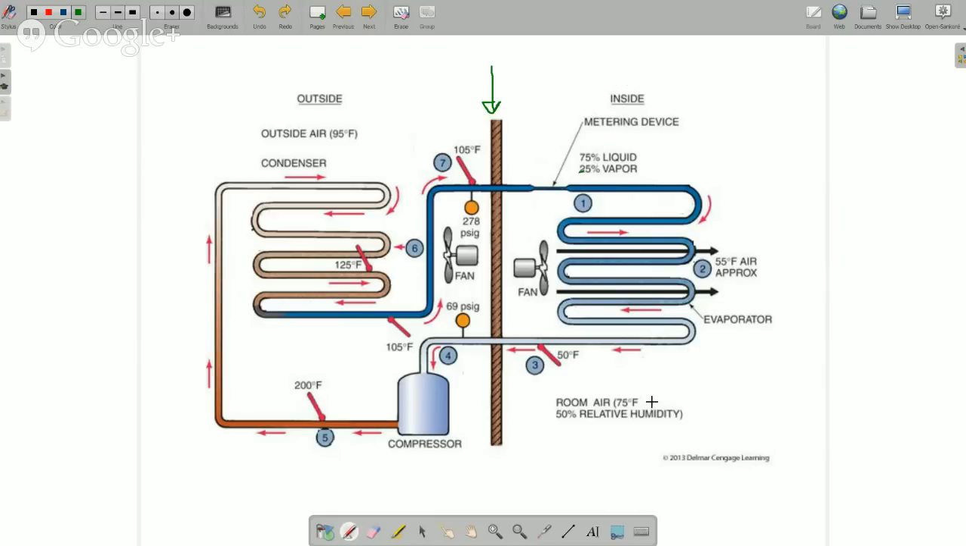The room air that we have flowing over the coil is 75 degrees Fahrenheit and at 50% relative humidity. So on the other side of the wall is our condensing unit, the outdoor unit. We have our outdoor fan and compressor, and we have outside ambient air temperature of 95 degrees Fahrenheit.